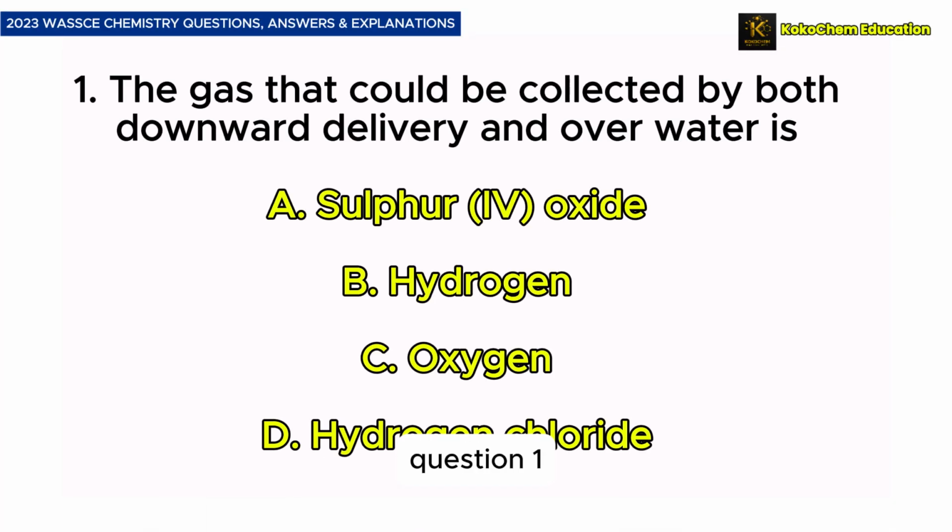Question 1. The gas that could be collected by both downward delivery and over water is A. Sulfur dioxide, B. Hydrogen, C. Oxygen, D. Hydrogen chloride.